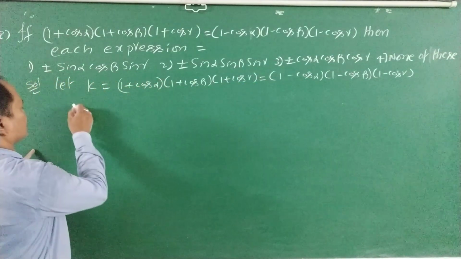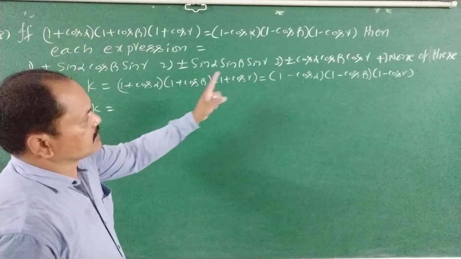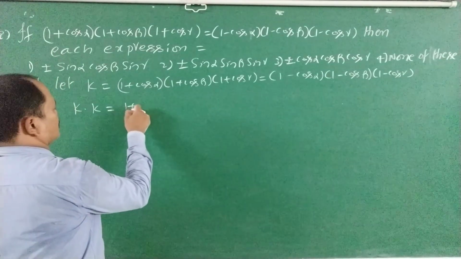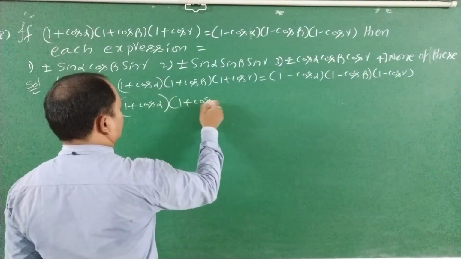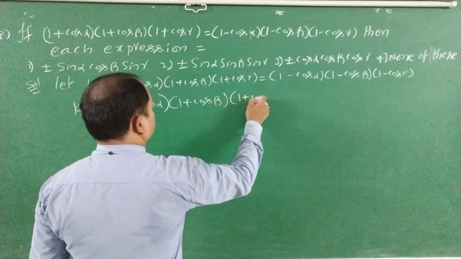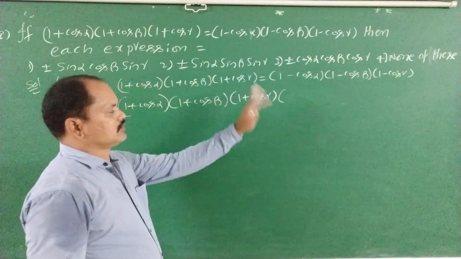Now multiply them. So k into k. That means this part is k, this part is k. That's why 1 plus cos alpha into 1 plus cos beta into 1 plus cos gamma into this one.